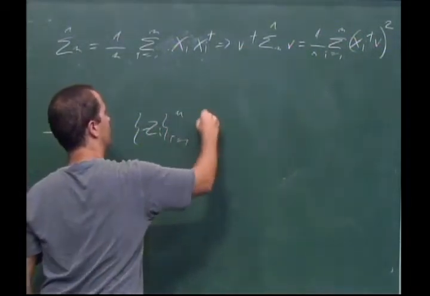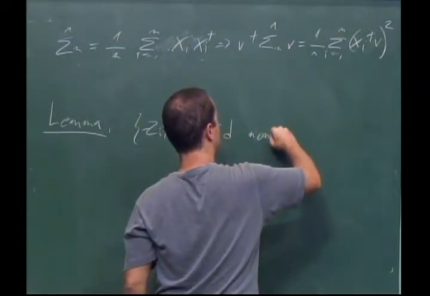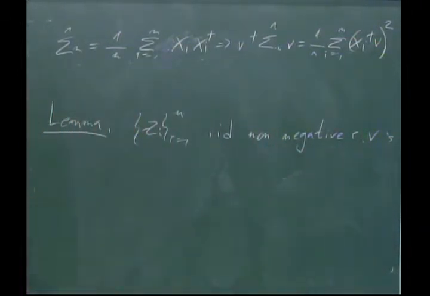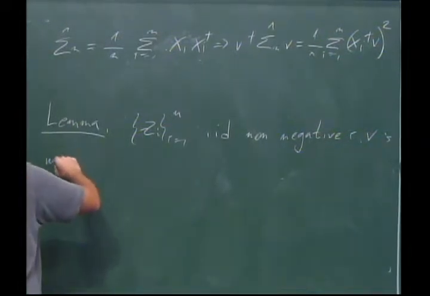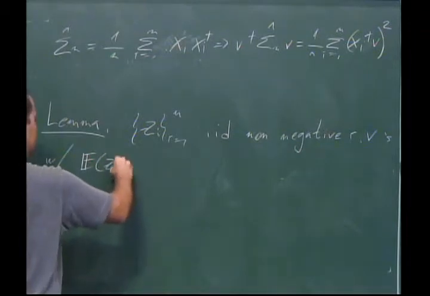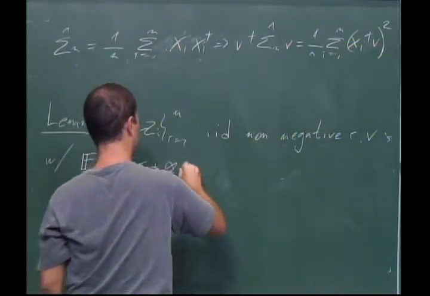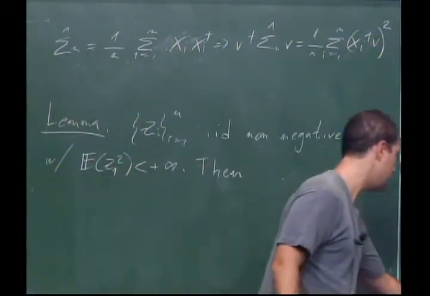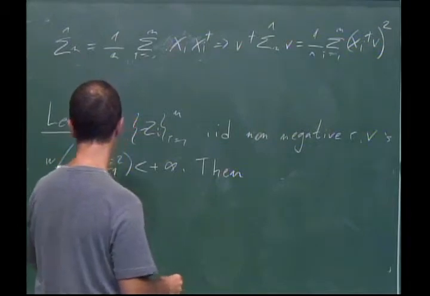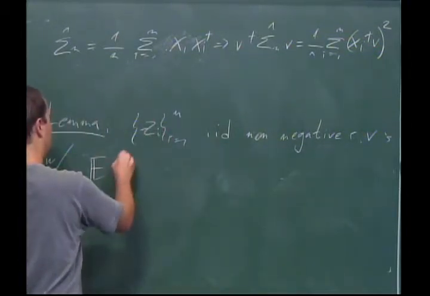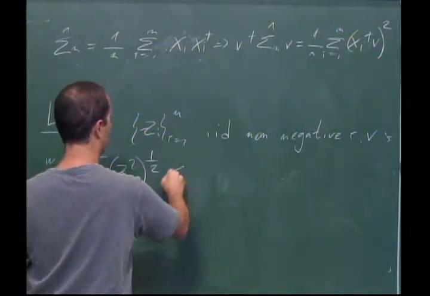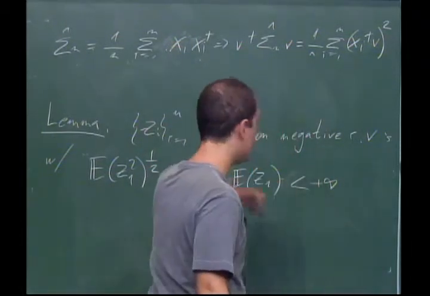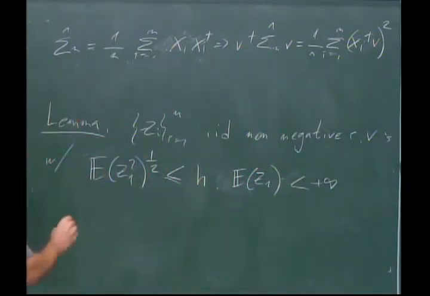So let me write it like this. Z_i, IID, non-negative random variables, and let's say they have finite second moments. And actually, let me be more specific here to have the kind of thing that we want. If you look at the L2 norm, so you take the square root, this is less than H times the expectation, and this is finite. H is really the same H that we got over there, as we're going to see in a couple of seconds.